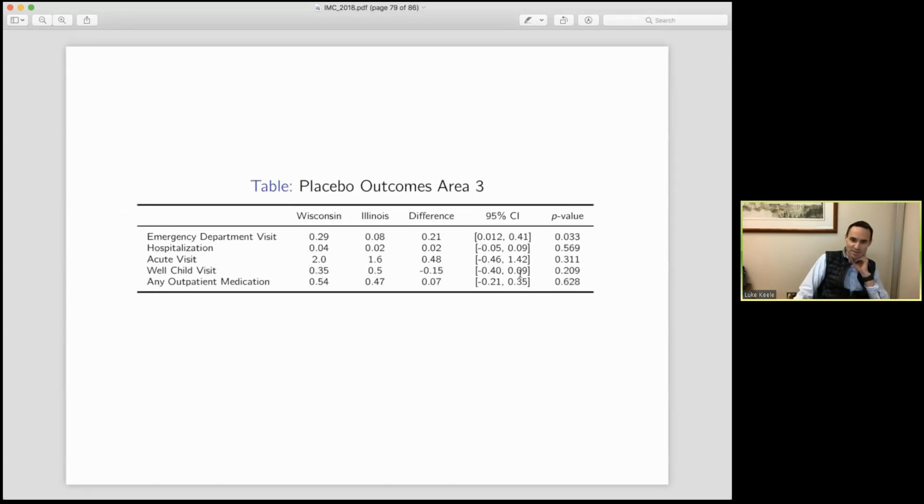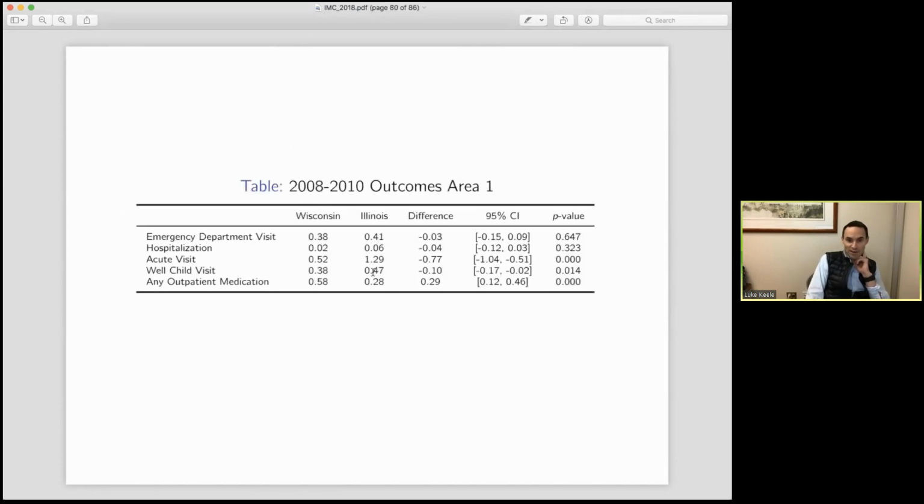It works a bit better here. The p-values are all large. However, even some of those p-values, if you look at ER visits, there are way more ER visits in Wisconsin than in Illinois. That's just under 0.05, but even for these others, some of these are actually fairly substantial. It's about 35% versus 50% here.